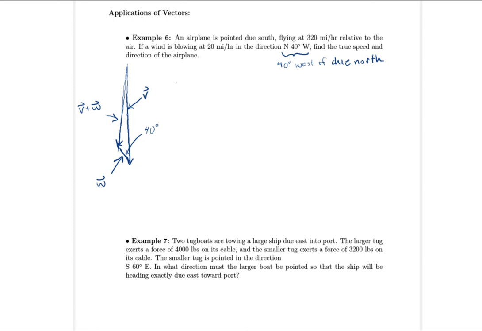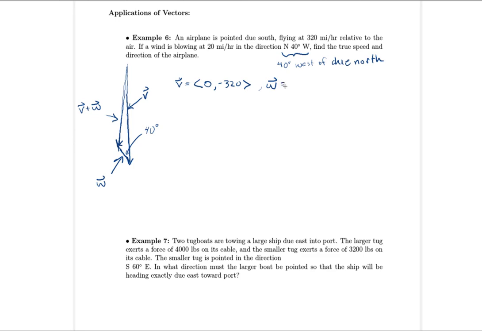So first of all, how do I write out V? Well, V doesn't go anywhere left and right, so that means it has a 0 x component. But it's going 320 miles per hour south. Now let's preserve the coordinate system that we're used to working with, which says that if we're going down, that means negative. So I'm going to say negative 320. All right, now let's look at W.